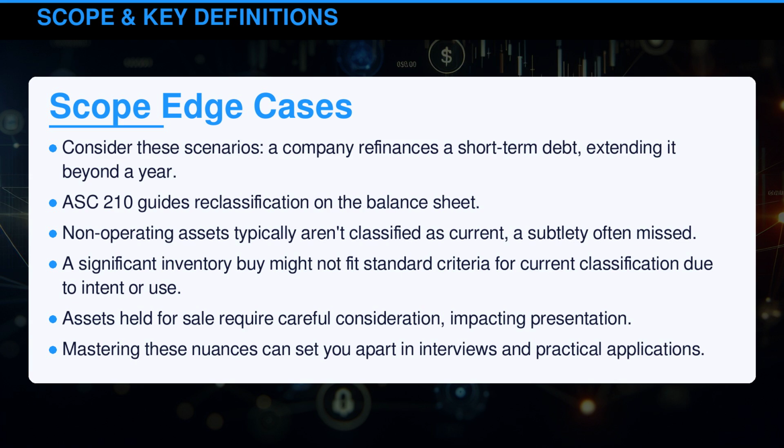Consider these scenarios. A company refinances a short-term debt, extending it beyond a year. ASC 210 guides reclassification on the balance sheet. Non-operating assets typically aren't classified as current, a subtlety often missed. A significant inventory buy might not fit standard criteria for current classification due to intent or use. Assets held for sale require careful consideration, impacting presentation. Mastering these nuances can set you apart in interviews and practical applications.